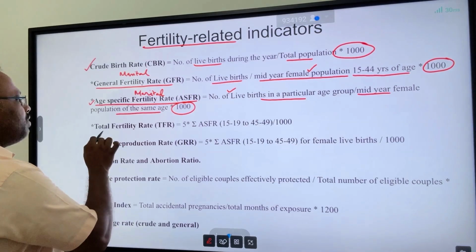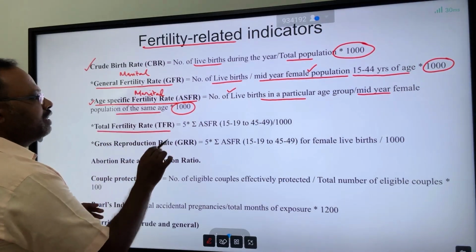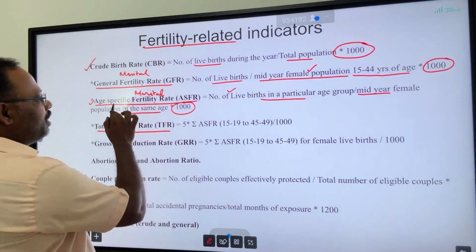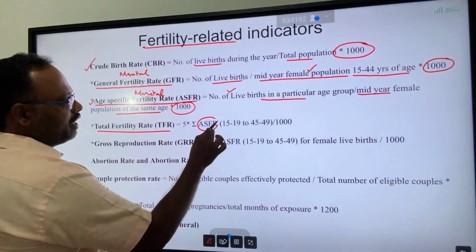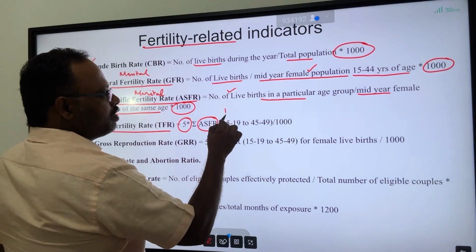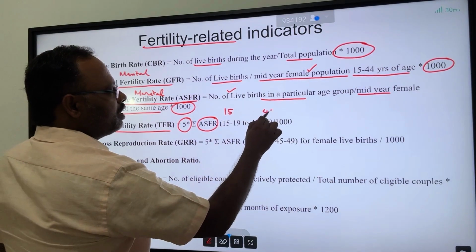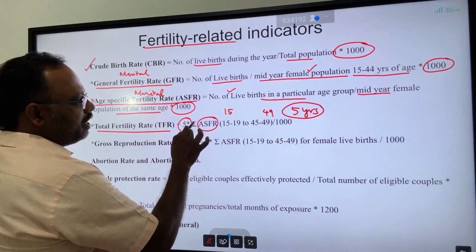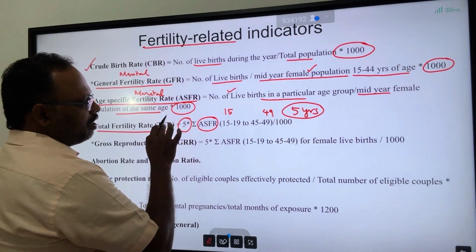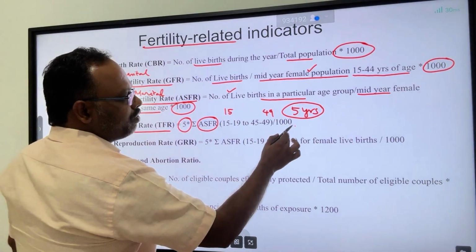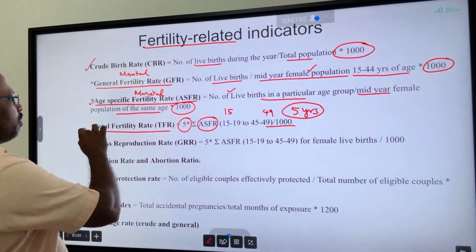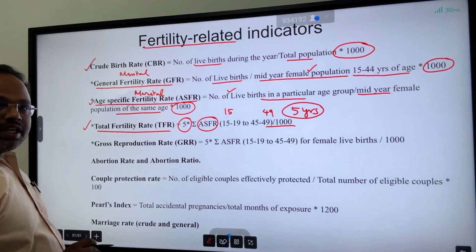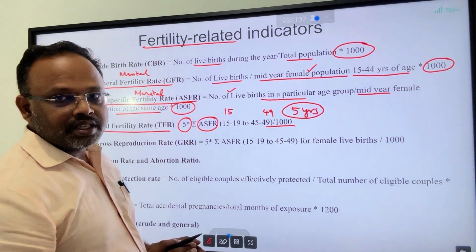Then we have the total fertility rate. After calculating all the age-specific fertility rates, starting from 15 to 49, for every 5 years we need to calculate the age-specific fertility rate, multiply it by 5, and then divide it by 1000. That will yield the total fertility rate, that is, the completed family size.